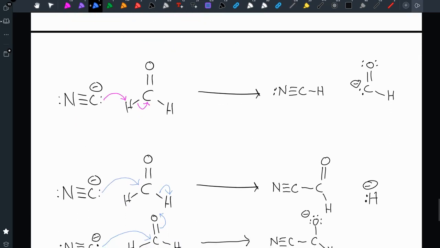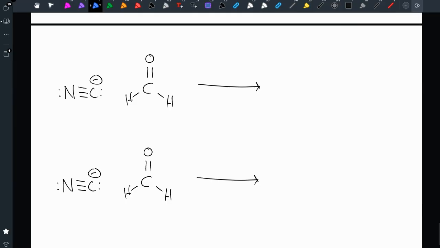You might have also said, well, nitrogen is going to be partially negative, so maybe I'll have the nitrogen attack the hydrogen. If I do that, I need to break a bond to make space. So what'll that give me now?